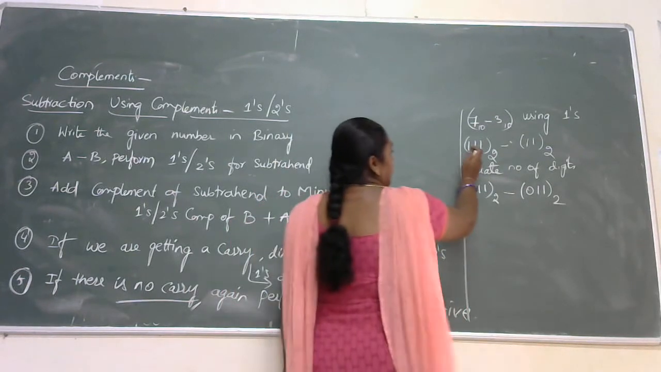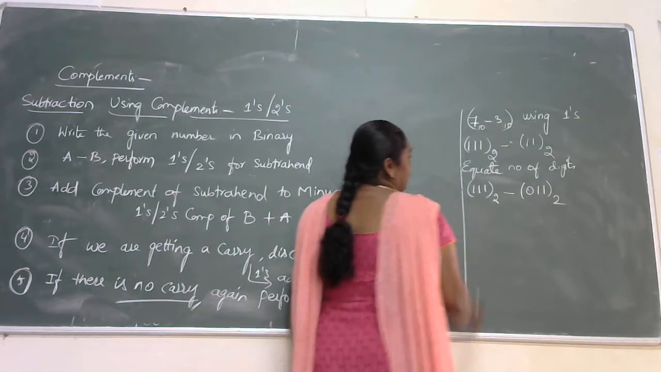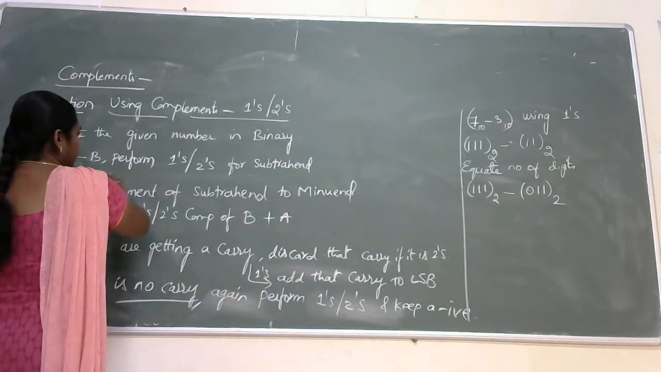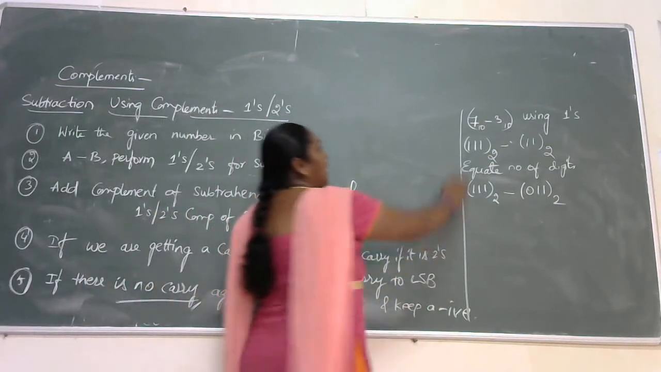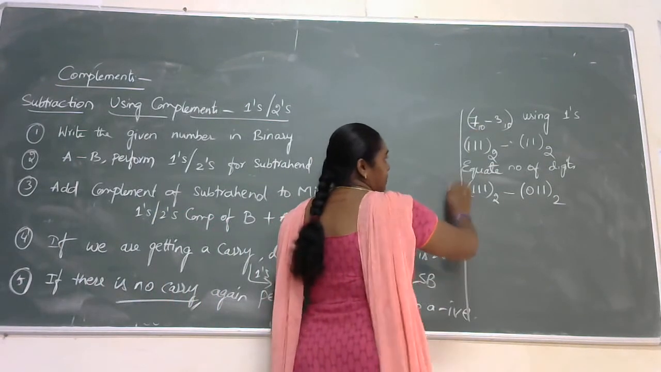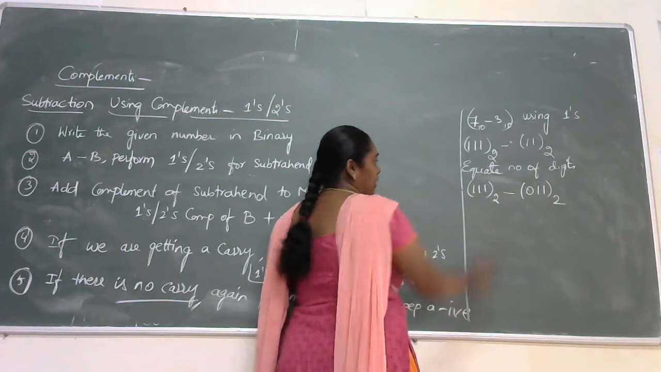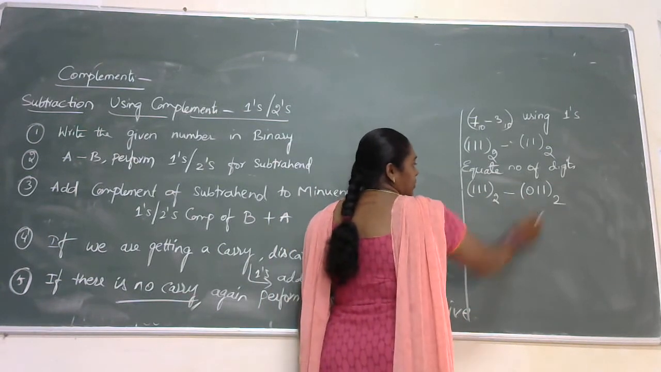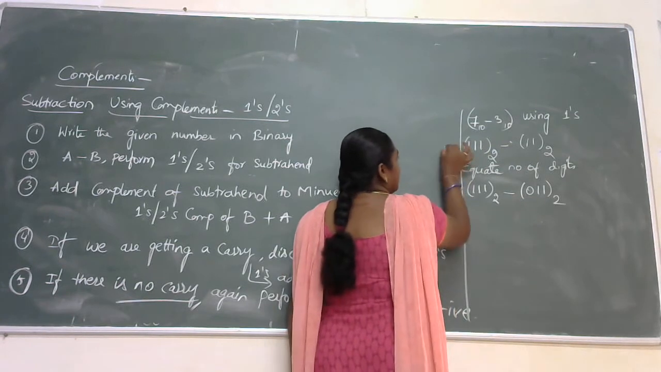As the number of digits is not equal, I am equating both numbers of digits. And the second point is, as I am saying that I want to perform this subtraction using 1's complement, among these two, the second number is a negative number. So this is step 1.